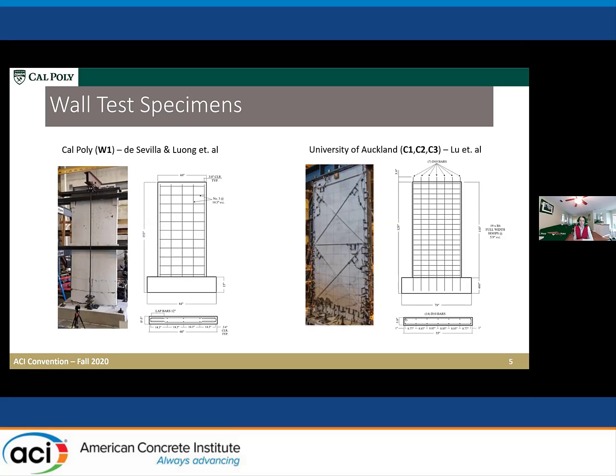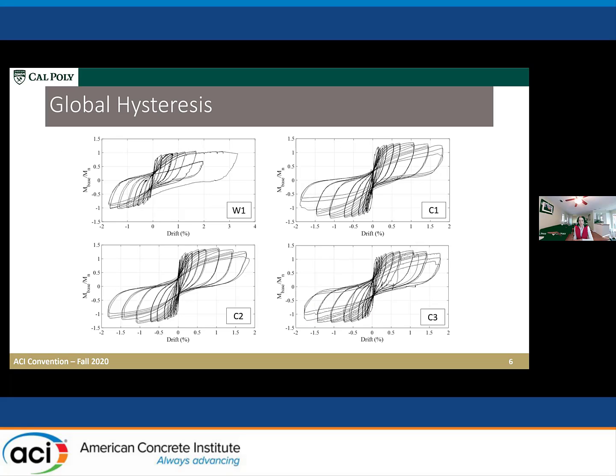This was similar to walls tested at the University of Auckland by Liu et al. And so these form the baseline models that we are looking at to help us calibrate and validate the PERFORM-3D models. What you can see is in general, the hysteretic behavior of these walls is similar.